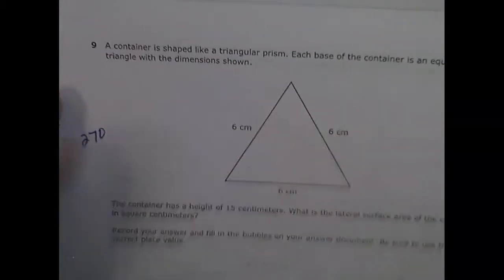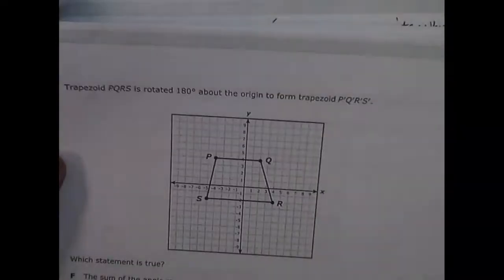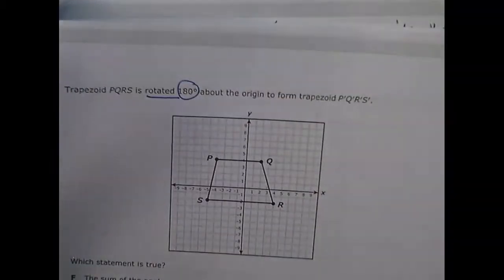We haven't covered it in class. You did that last year. Question 10, we've covered this one. So you've got a rotation of 180. What do you know about rotation?